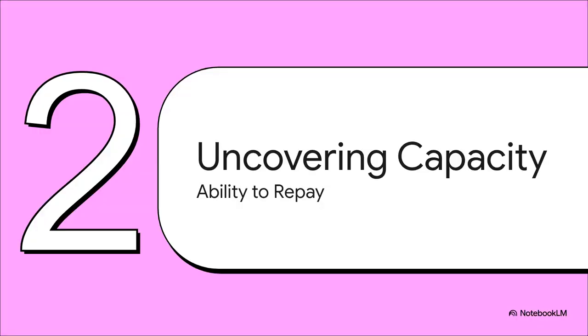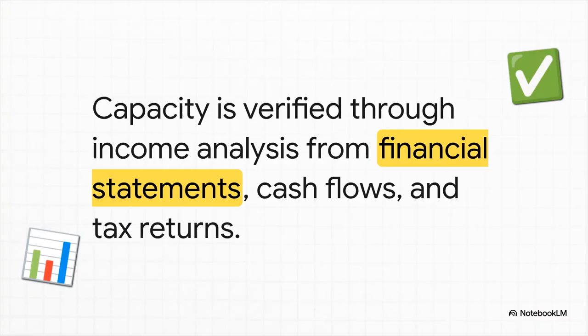Let's move on to our second clue, which is capacity. If capital is the foundation, then you can think of capacity as the engine. It's the borrower's actual, proven ability to generate enough cash to make their loan payments on time, every single time. And listen, capacity can't just be based on a hunch or a promise. It has to be rooted in hard evidence. This is where we put on our financial detective hats, and we comb through tax returns, cash flow statements, all of it, to find solid proof of their ability to repay.